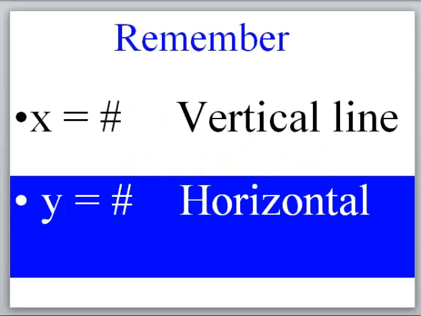Things you want to remember is that an x equals equation is a vertical line, and a y equals the number equation is a horizontal line. So if it's just x equals 3, then it's a vertical line, meaning it's going straight up and down. And if it's a y equals a number, then it's a horizontal line, and it means it's going left and right. So it might say y equals 5 or something like that.